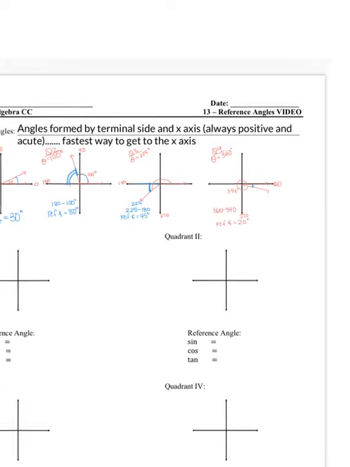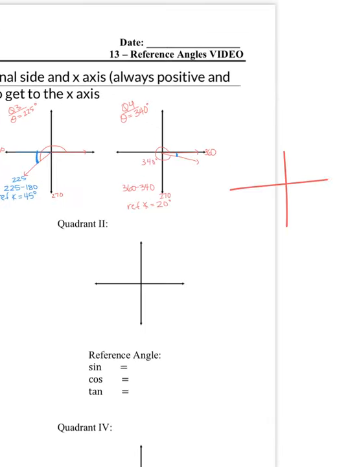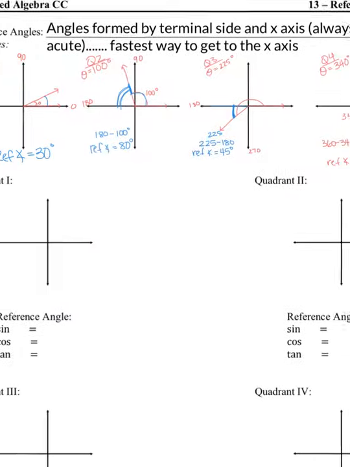So if you remember our chart from last week, all students take calc. In quadrant 1, everything is positive. In quadrant 2, only sine is positive. In quadrant 3, only tangent is positive. And in quadrant 4, only cosine is positive. Okay, we're going to use that in a second.